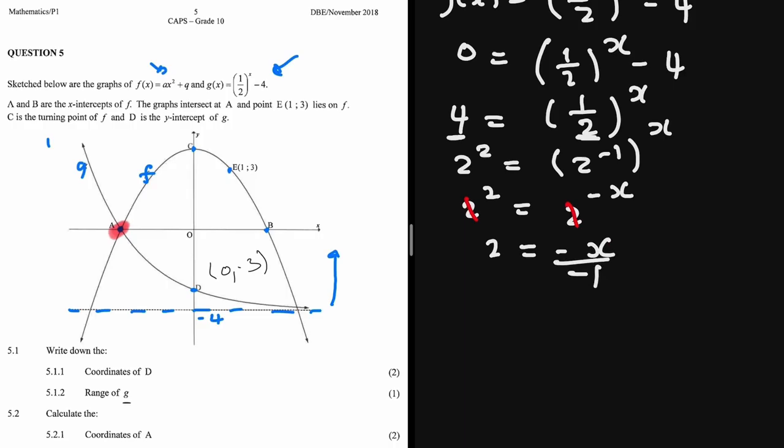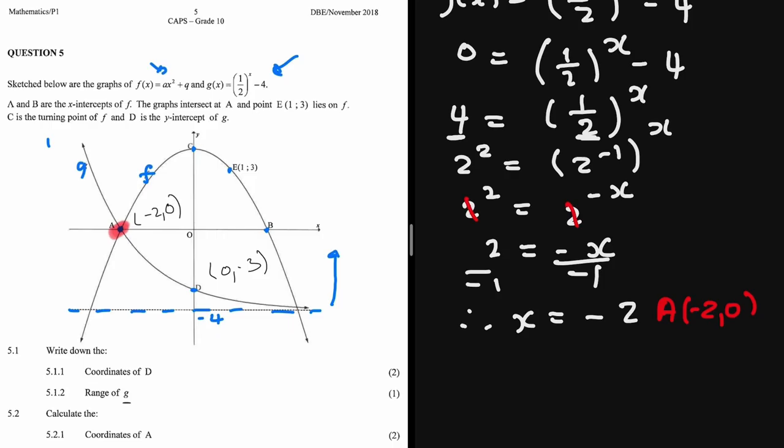And then we divide both sides by what? By -1. We therefore find the value of x is equals to -2. So now the coordinates of A is going to have what? Remember, the value of x is -2, but this is an x-intercept. That means the value of y is going to be 0. So we find that the coordinates of A here is going to be negative 2:0.